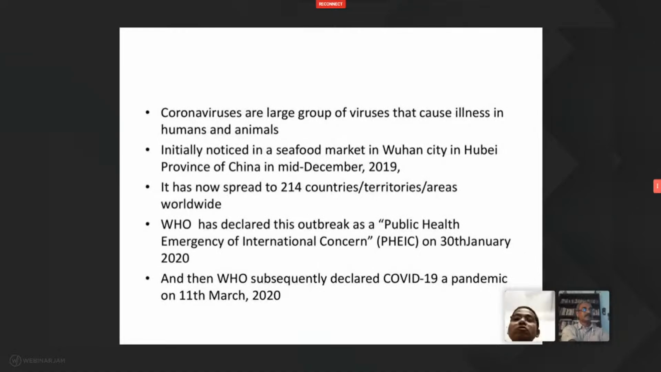As we all know, COVID-19 is from a large group of viruses, which initially emerged from one city in China in mid-December 2019. Now it has spread to 214 countries and territories worldwide. On 30th January, it was declared a public health emergency of international concern, and WHO declared it a pandemic on 11th March.